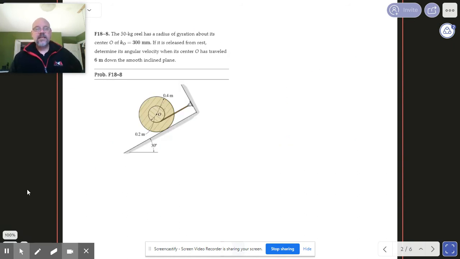Okay, here's the next one. That one seemed kind of short. I thought I'd throw this one on here too, because it's going to be pretty much equally short. Here we've got a reel, and it gives us a radius of gyration. Released from rest, determine the angular velocity when its center O has traveled 6 meters down the incline.